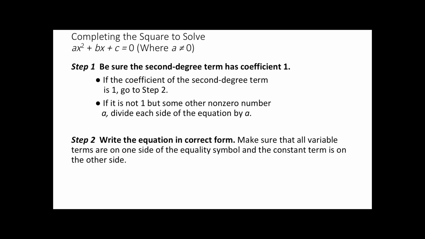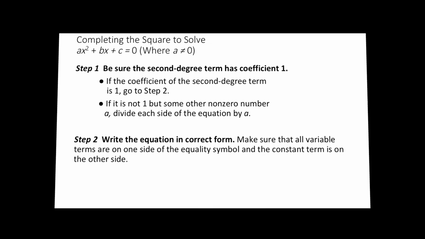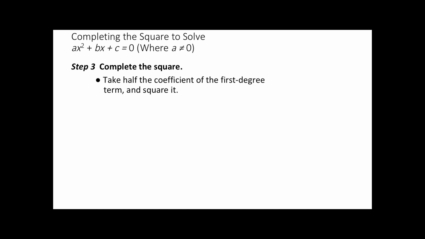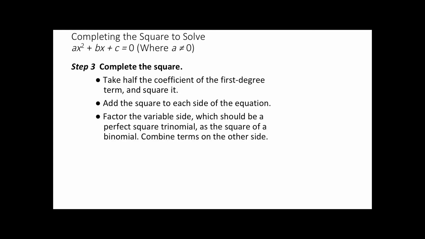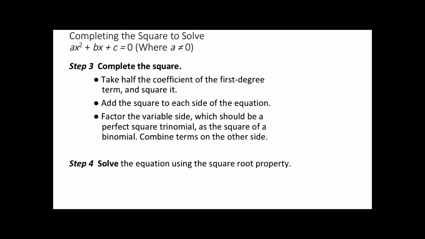Step 2, we write the equation in the correct form, meaning the constant term is on the other side. Then step 3 is we complete the square. And remember, completing the square is we take half the coefficient of the first degree term and square it. And we add that to both sides of the equation. We factor the variable side, which should be a perfect square trinomial, and we combine terms on the other side. Step 4 is solve the equation using the square root property.